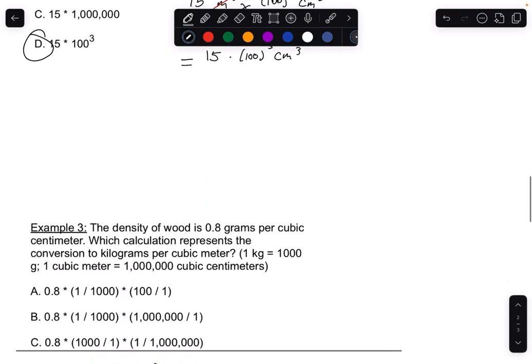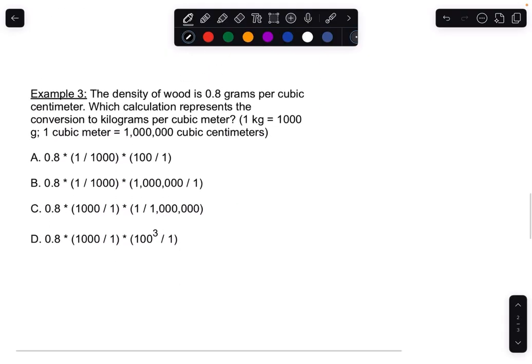Okay, cool. All right, number 3, last for your conversion part. The other ones are kind of conversion as well. The density of wood is 0.8 grams per cubic centimeter. Which calculation represents the conversion to kilograms per cubic meter? So 1 kilogram is 1,000 grams. 1 cubic meter is 1,000,000 cubic centimeters.